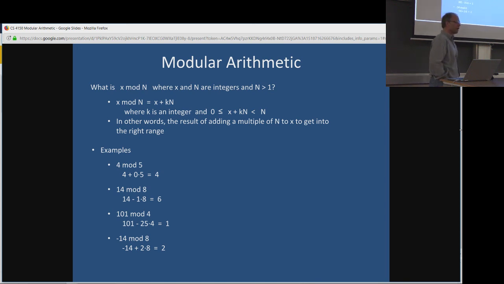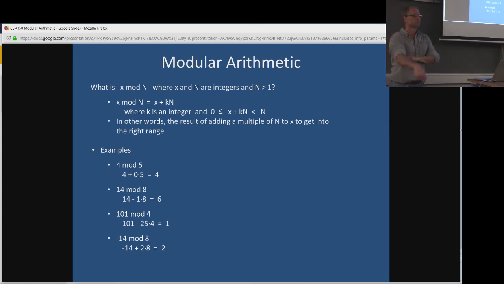So another way to think about mod is, if you're taking negative 14 mod 8, you either repeatedly add 8 until you get a number in the right range, or you repeatedly subtract 8 until you get a number in the right range. So we take negative 14 and we add 8, that's negative 6. We add 8 again, that's 2. There's the modulus. There is a formal definition of the mod operator that gives you a number in that range.